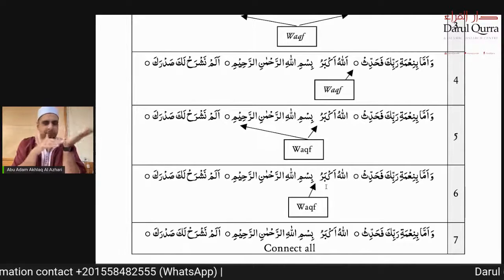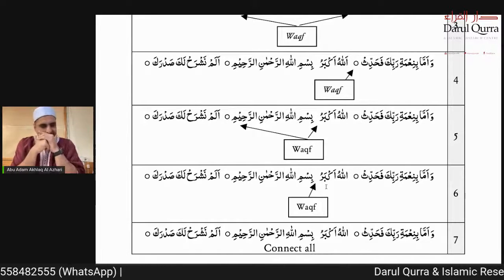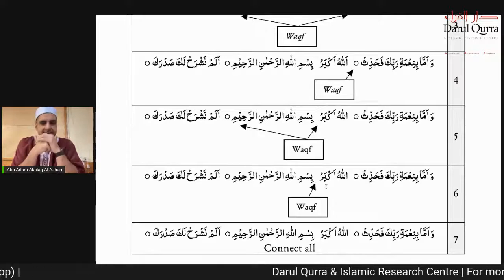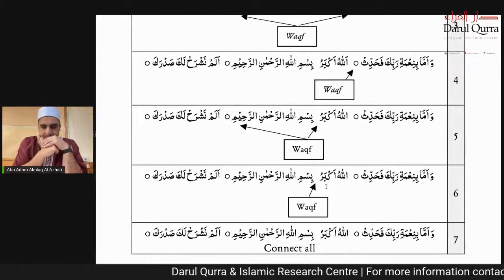For example, Surah Qadr and Surah Bayyina, you could join them together. Surah Lahab and Surah Ikhlas. Okay.